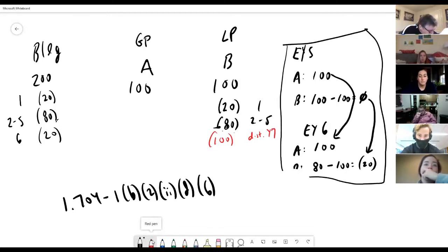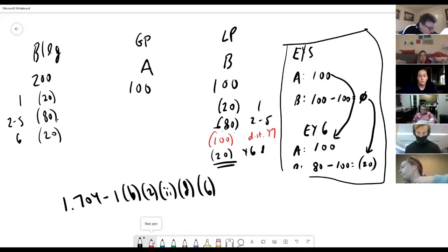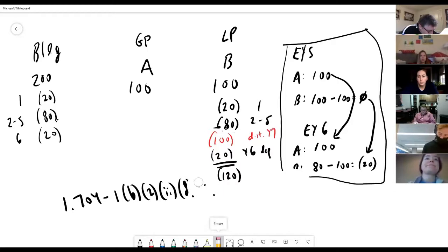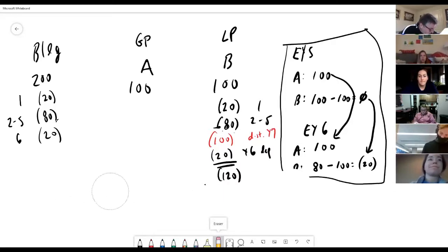And now we can see this. This is our year 6 depreciation. This would take us to negative 120. And B's LDRO is 100, because that's the promissory note. So this allocation drives B below his LDRO in its entirety. And so it has to get reallocated under PIP.